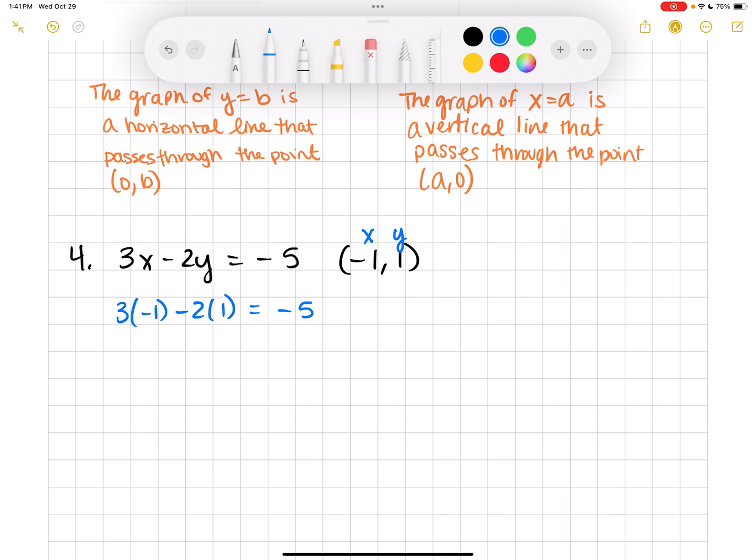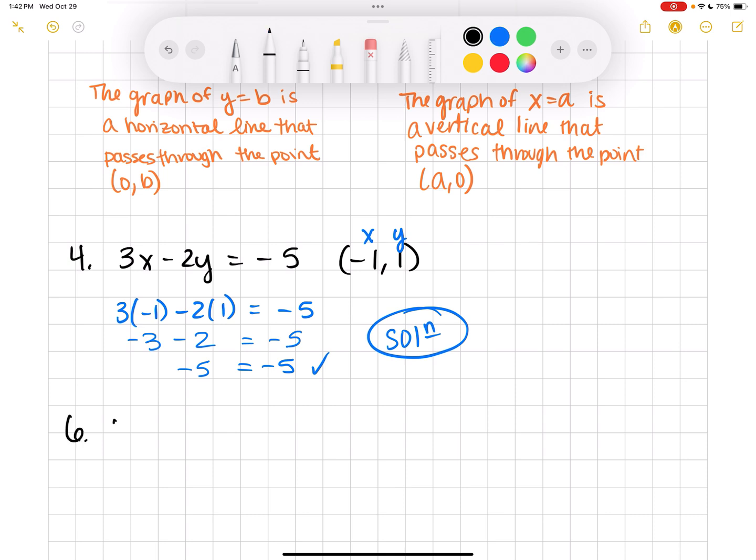So then I have over here 3 times -1 is -3, -2 times 1 is -2, and so then -3 minus 2 is -5, so -5 equals -5, so this is a solution. That's all we have to do for those ones. Those are easy. Number 6.